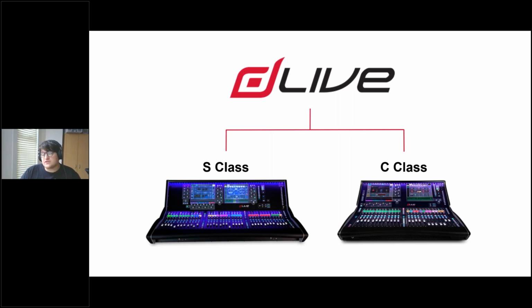The S-class consoles also have a little bit more in the way of interface. So you have a little bit more in terms of hardware encoders. You'll see from the two images that the console on the left has a number of additional rotary encoders around the screen, whereas the C-class is pared down to really just the things you absolutely need.